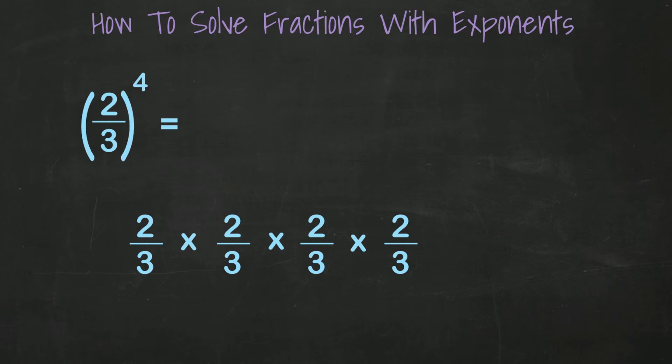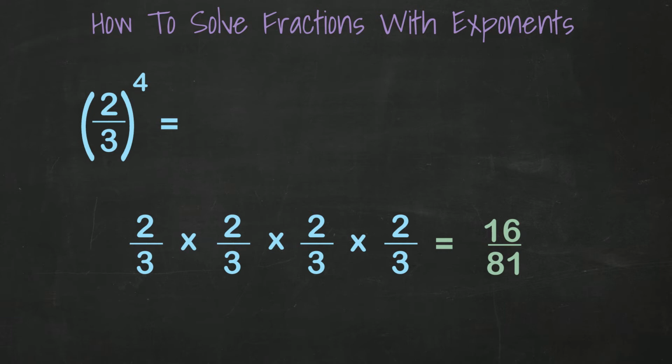2/3 times 2/3 times 2/3 times 2/3. We multiply this just as any other fraction would be done, and can start with our numerator of 2 times 2 times 2 times 2, and we get 16. Next, we multiply the denominators, 3 times 3 times 3 times 3, and we get 81. So 2/3 to the fourth power is equal to 16 over 81.